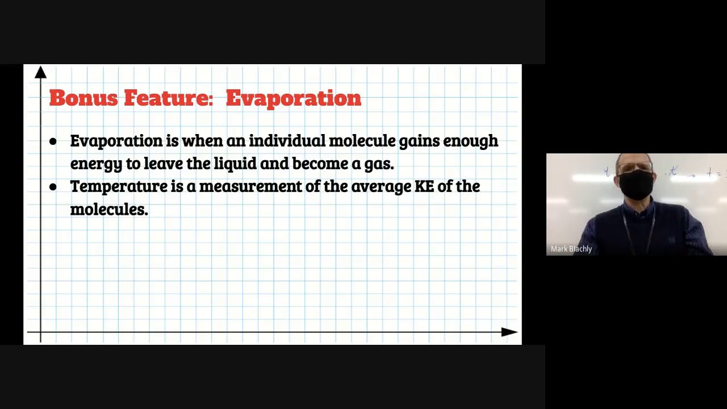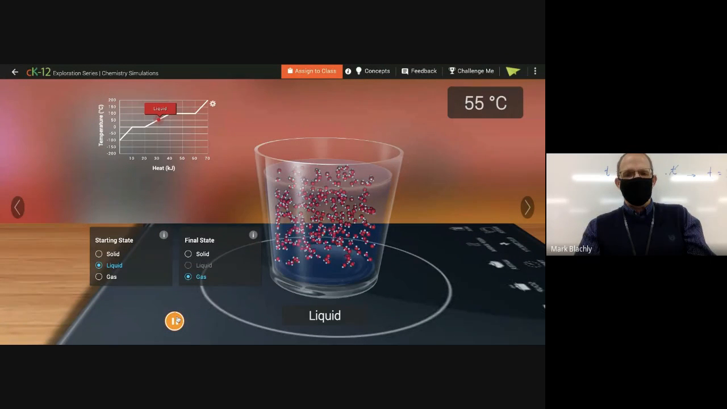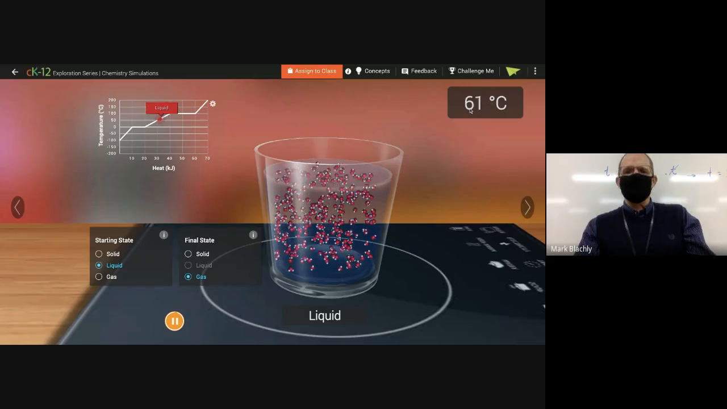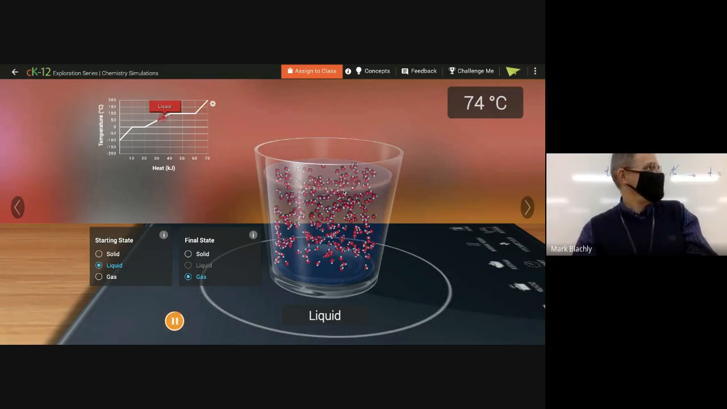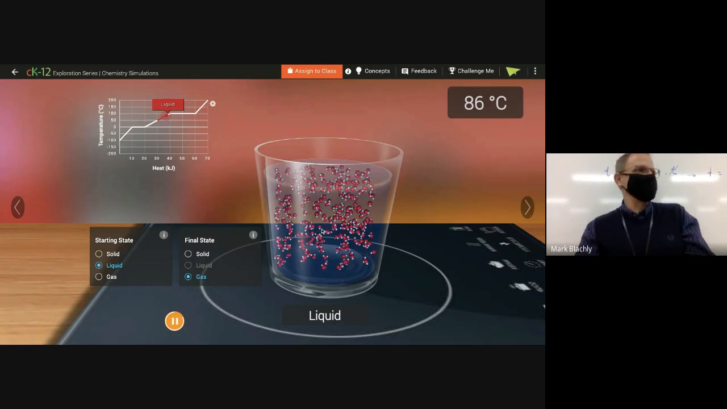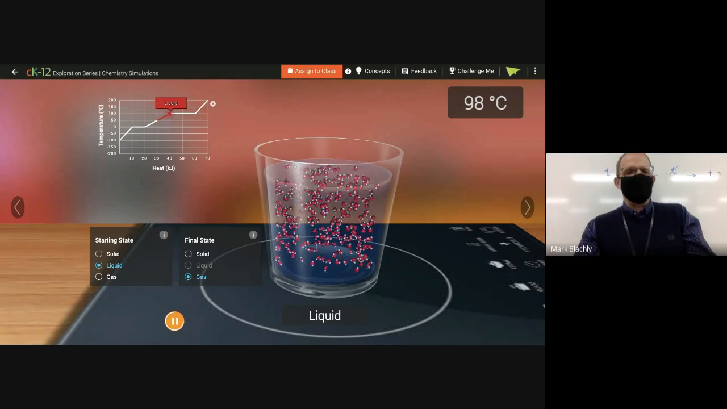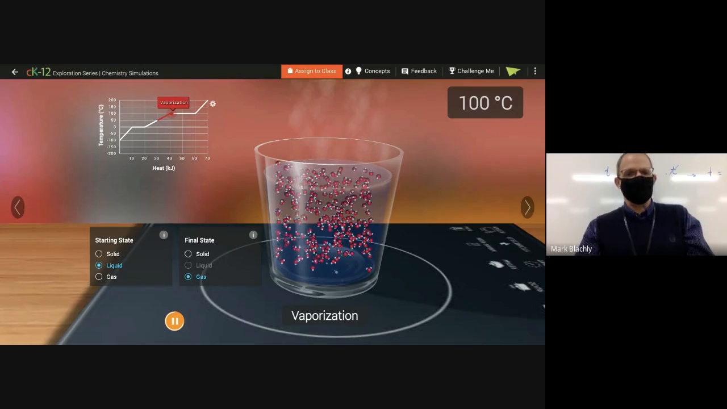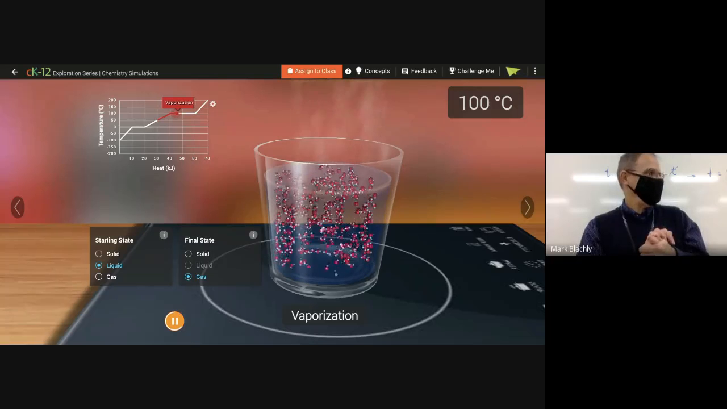So evaporation can happen at any temperature. Let me show you this. Let's suppose I have a liquid. I'm going to turn it into a gas. Even though I'm not at the boiling point, every once in a while you'll see a molecule leave because it happened to get enough energy to leave. There goes one. And now the average is a little less. So we say that evaporation is a cooling process. Evaporation causes the average temperature to drop.